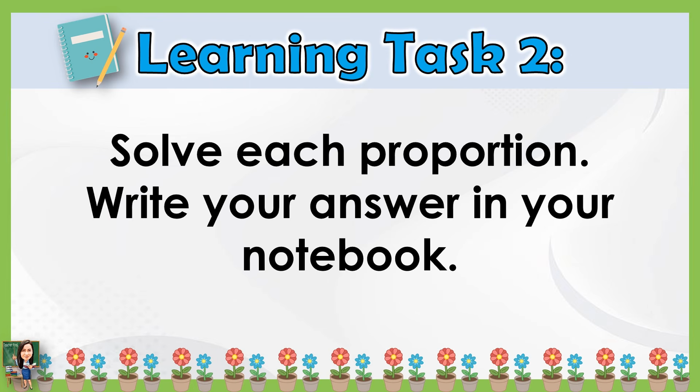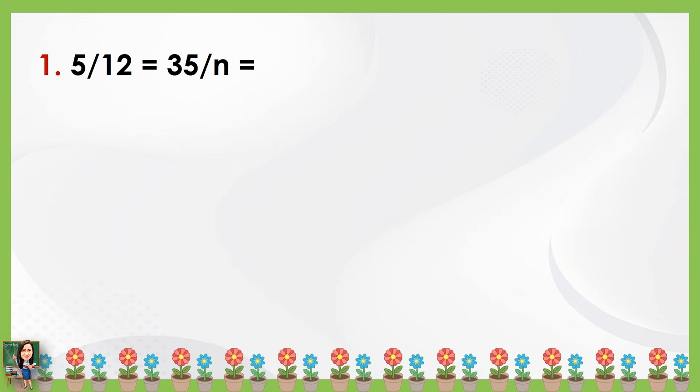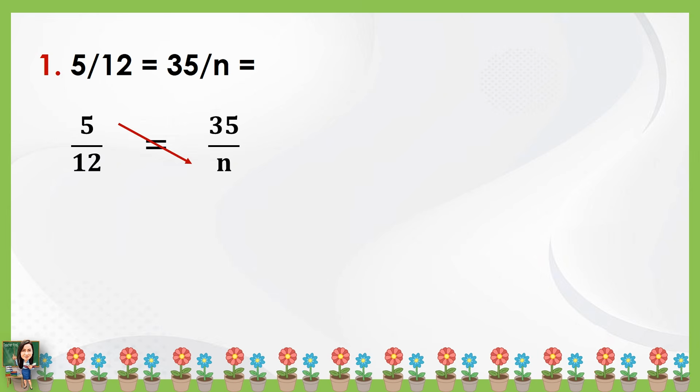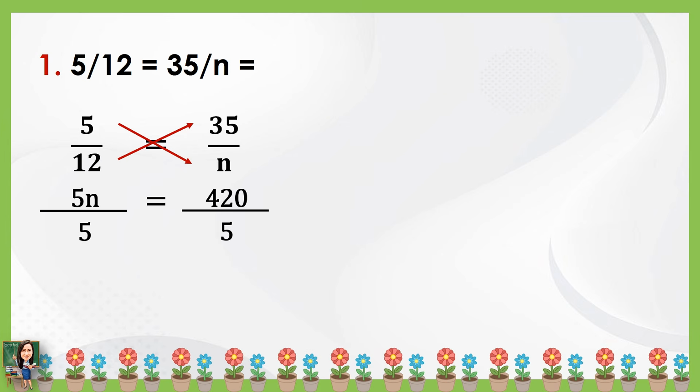Now let's proceed to learning task 2. Solve each proportion. Write your answer in your notebook. Number 1. 5:12 equals 35:n. In fraction form, 5/12 equals 35/n. Get the cross products. 5 times n equals 5n. 12 times 35 equals 420. Divide both of them by 5. 5n divided by 5 equals n, and 420 divided by 5 equals 84. So therefore, the value of n is 84.